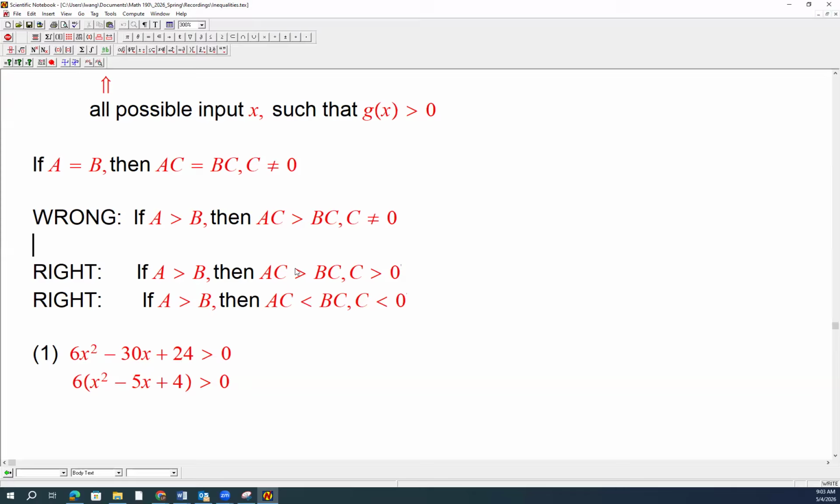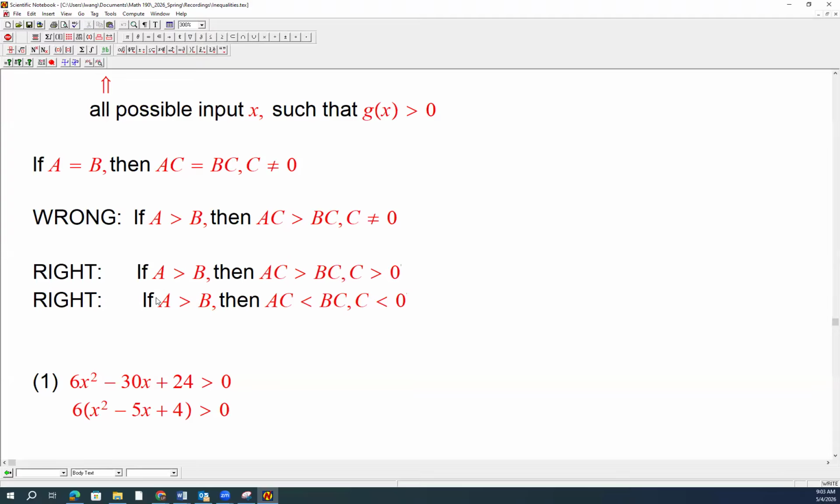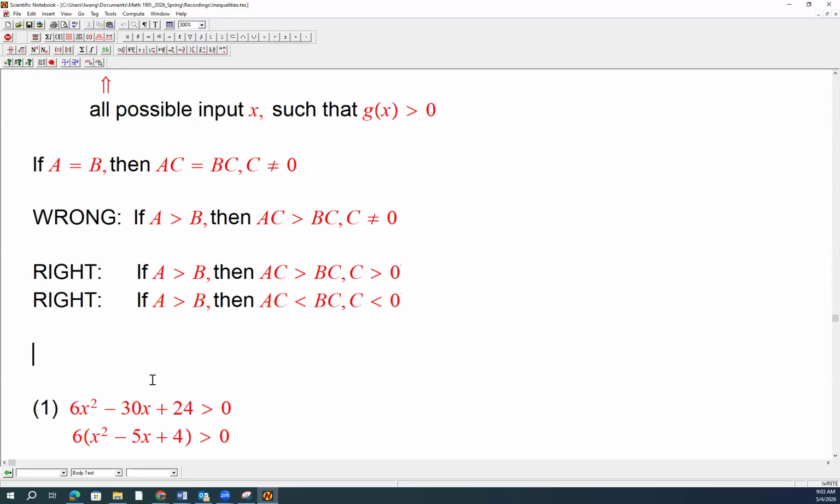Then some of you may be asking me why, right? Why we multiply? We can understand that if we multiply both sides by a positive, then sure, it's going to stay. A is greater than B. Then if C is positive, then A times C is greater than B times C. But if we multiply by a negative, why is that going to change? So I have a simple explanation here. This is the reason why.